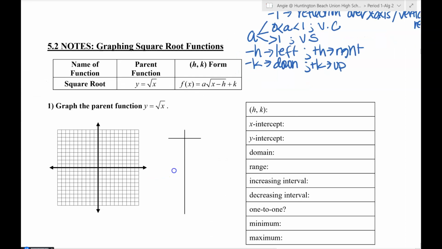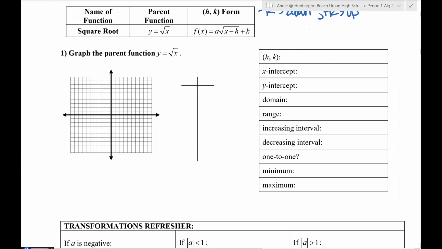Okay. Now let's start with the basic parent function. For the parent function y equals square root of x, as you guys know already, we cannot have any negative numbers under the square root. So we will start with a nice number, 0, because that's the smallest x we can have under the radical and still be okay. Then we are going to pick nice square numbers such as 1, 4, 9, and 16.